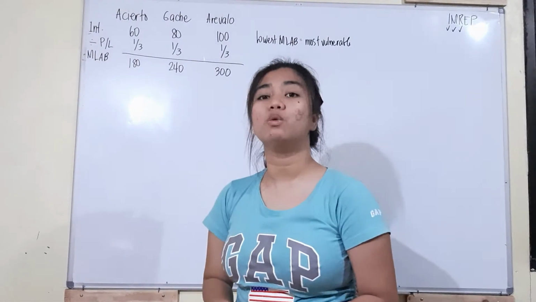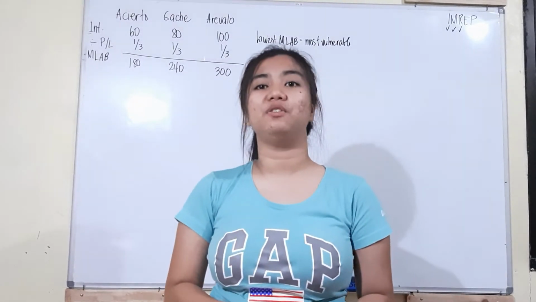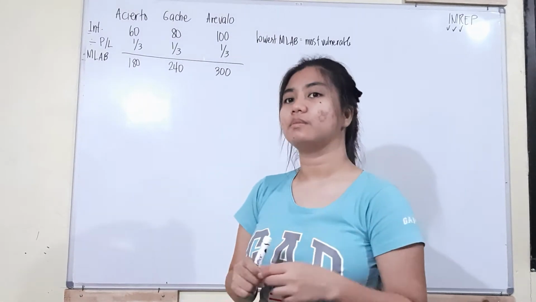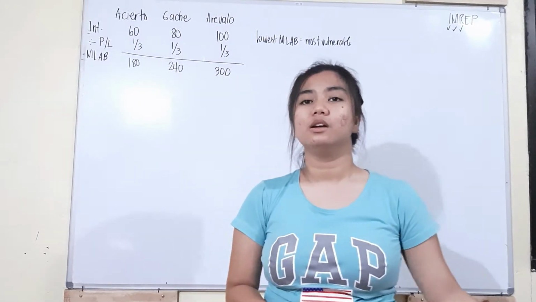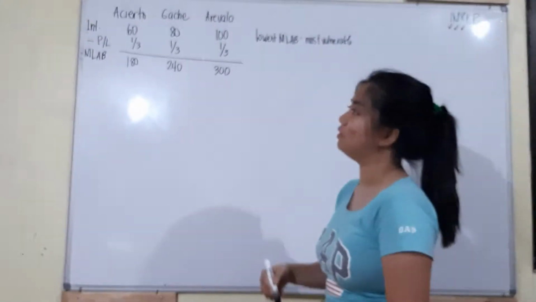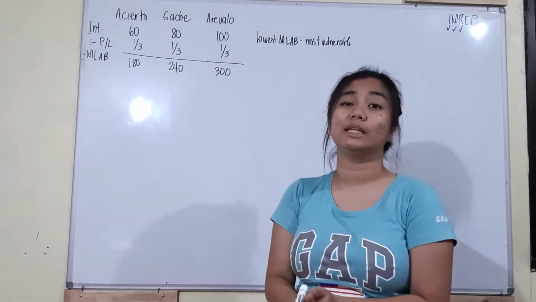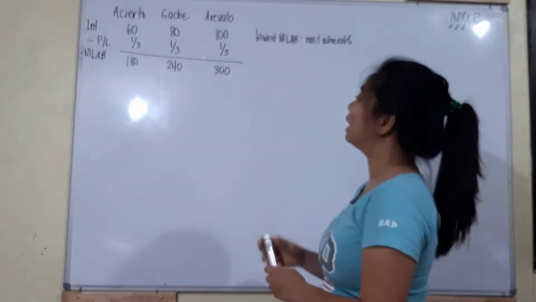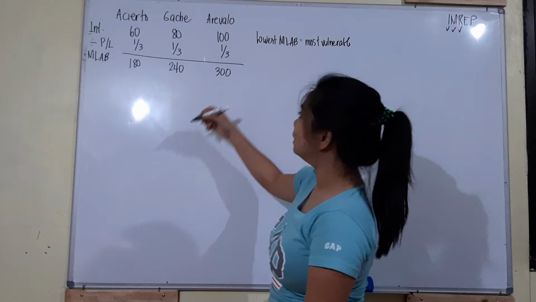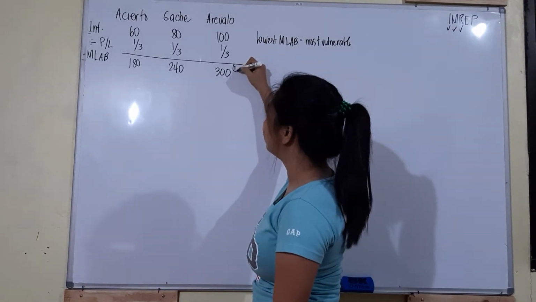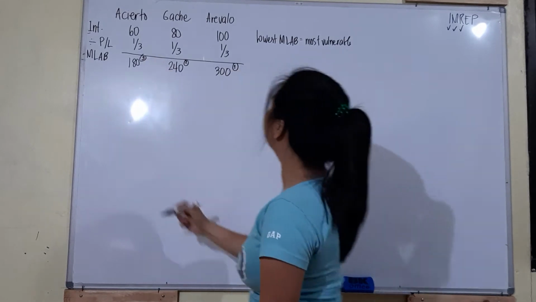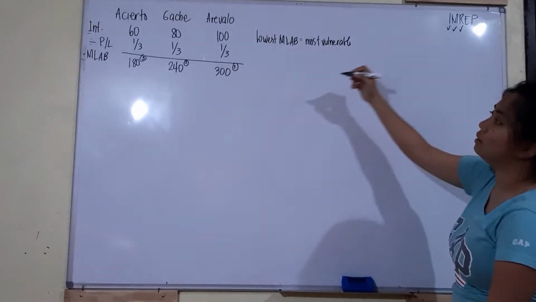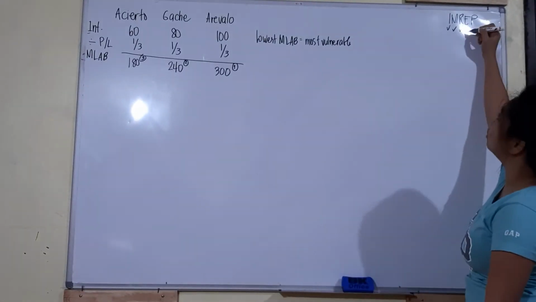Kasi siya yung unang-unang magkakaroon ng deficiency if the partnership incurred losses. Okay? So, siya yung unang-unang magkakaroon ng deficiency. Siya yung unang-unang magkakaroon ng negative balance. So, i-rank lang natin. So, R stands for ranking. So, this is the first, this is the second, this is the third. Now that we're done ranking the MLAB, now let's go to E.